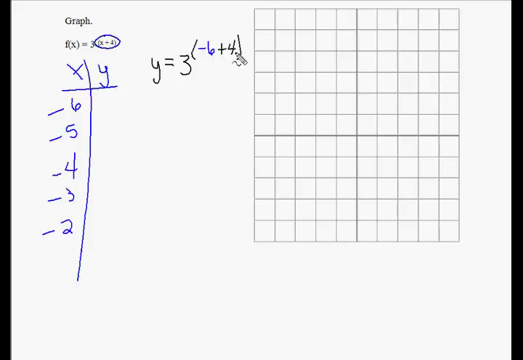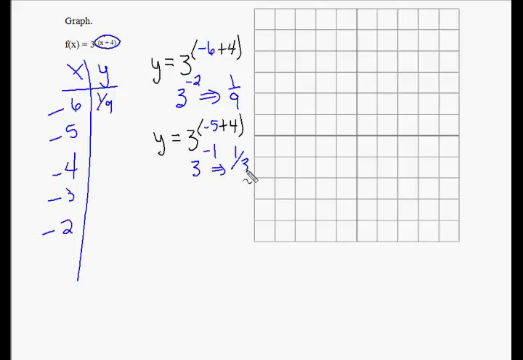So 3 raised to the -6 plus 4 is the same thing as 3 raised to the -2. And that is 1/9. Now we're going to put -5 back into the original equation. And that is 3 raised to the -1 power. A negative exponent is a reciprocal, so that's 1/3. Now we're going to put -4 into the equation, and that's 3 raised to the 0 power, which is 1.